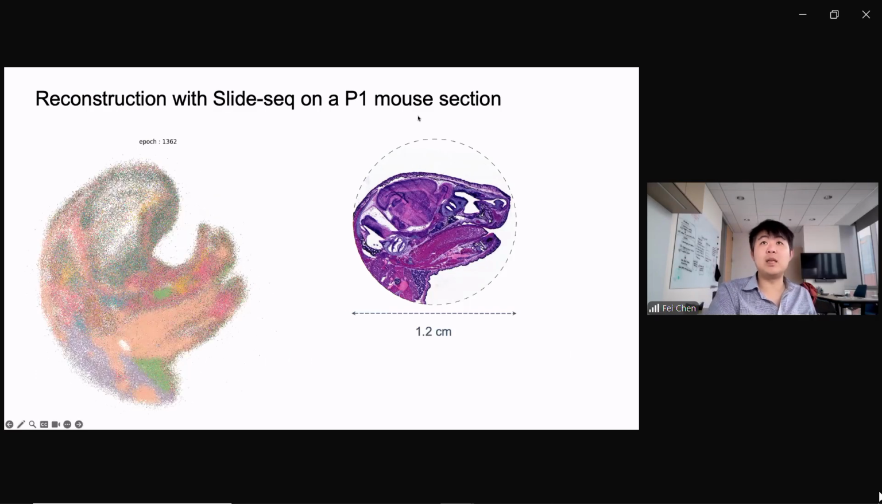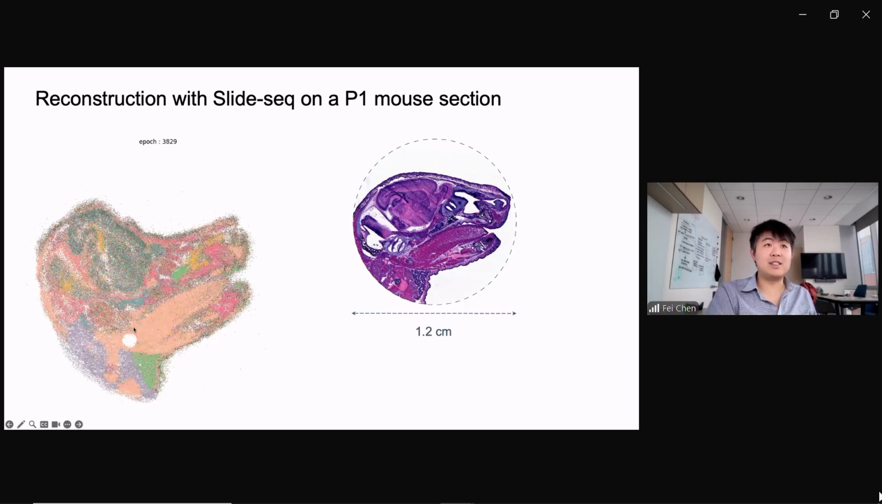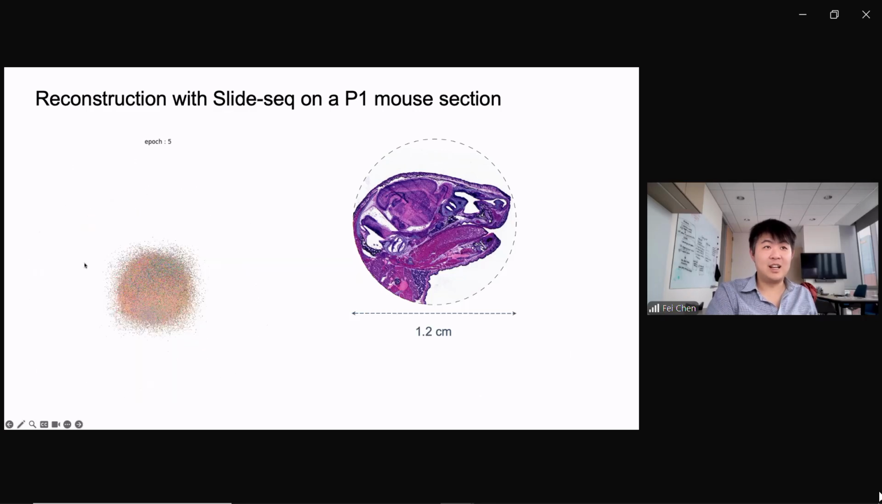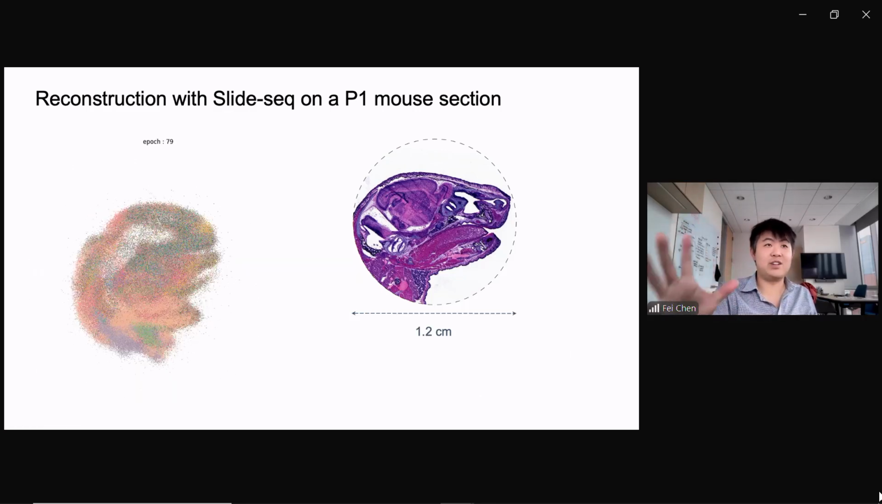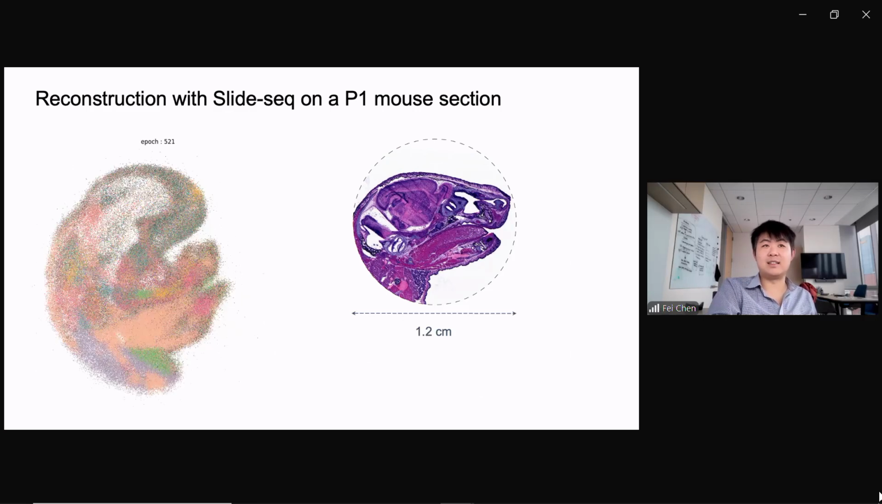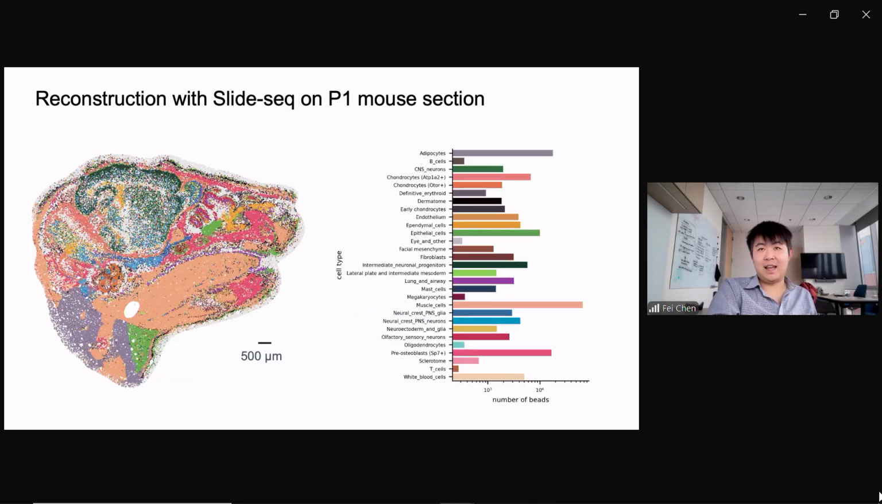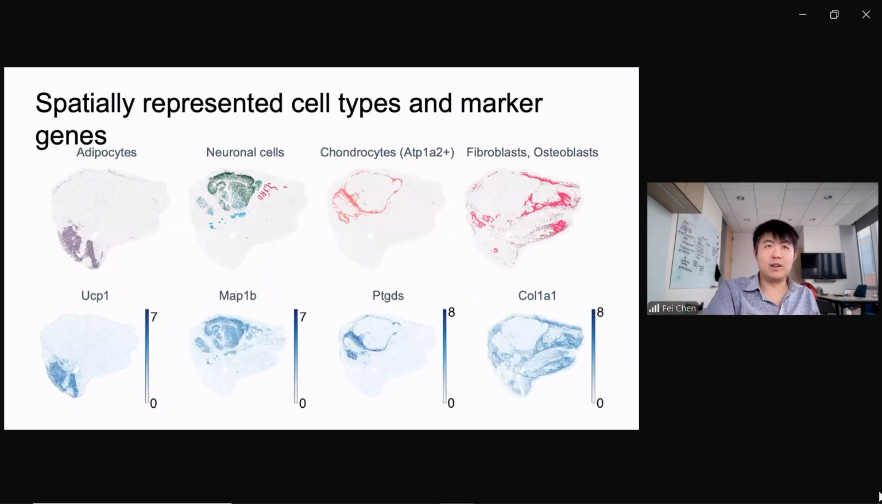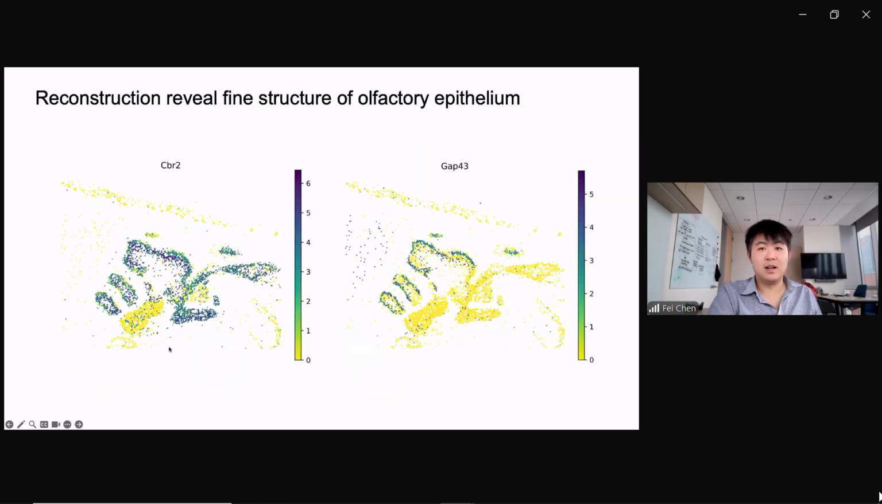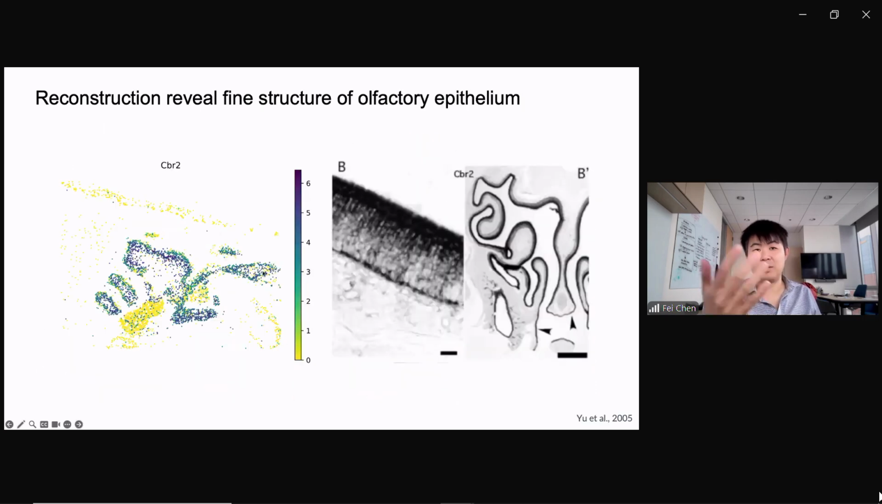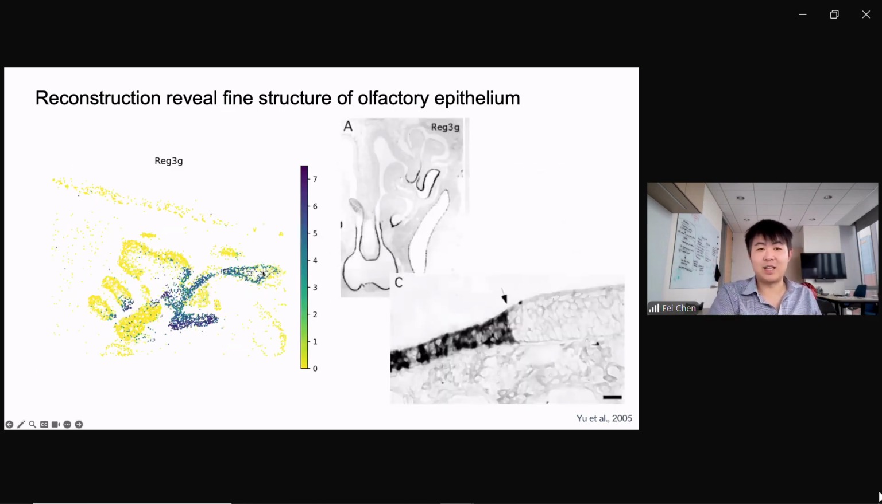So we performed this on a P1 mouse brain section. This is showing the UMAP epochs, and you can see how the algorithm unfolds and reconstructs this piece of data. This is on a 1.2 centimeter array. And we can reconstruct the majority of cell types and their marker genes at very high resolution. Even these thin layers of cell types are represented by their marker genes, including very fine layers in the olfactory epithelium that have been previously characterized to represent cell type. These are different cell type boundaries in the epithelium.